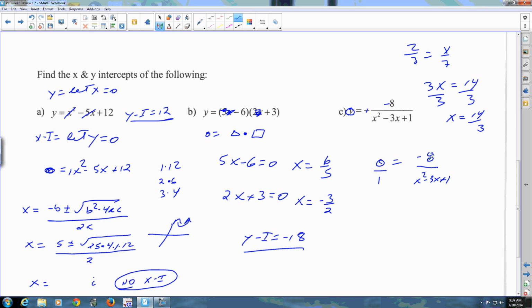So how would you solve this? Cross multiply. Negative 8 is equal to 0. How often is negative 8 equal to 0? Never. So there are no x-intercepts. Right? Y-intercept, you let x be 0. Gone. All this is gone. So you have negative 8. Your y-intercept is negative 8.